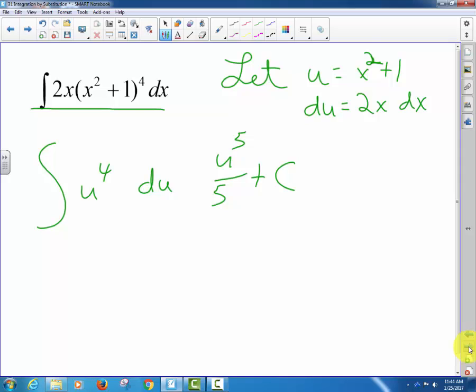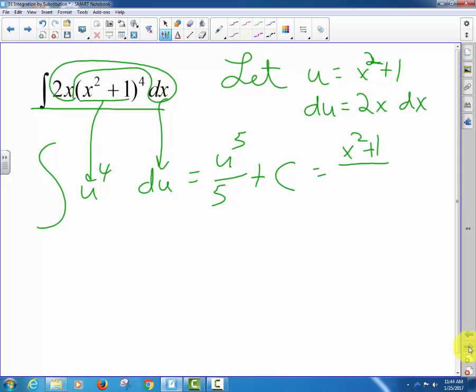We're replacing x squared plus 1. That becomes this u. This 2x and this dx becomes this du down here. And if we integrate that, we get u to the 5th over 5. Back to u's, x squared plus 1 over 5. X squared plus 1 to the 5th over 5 plus the letter c. All right. Good. Y'all got a good handle on this, I think.